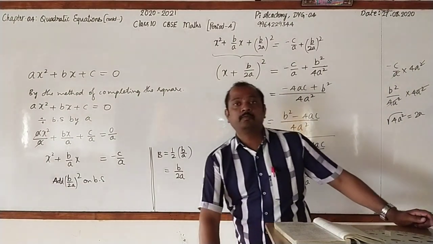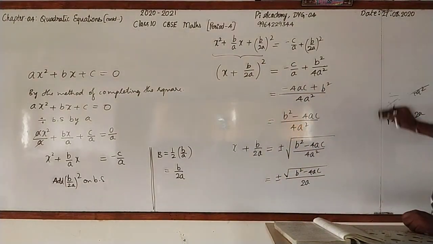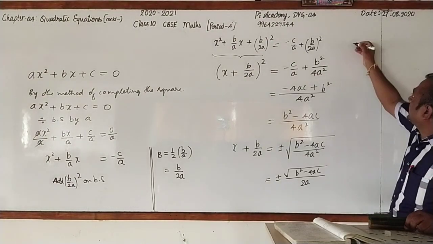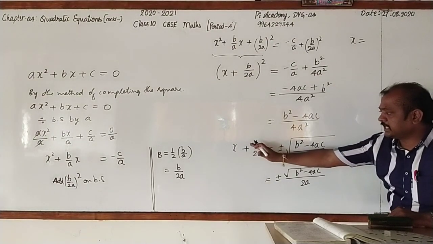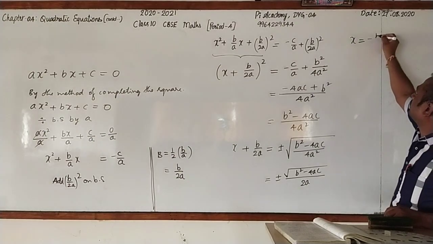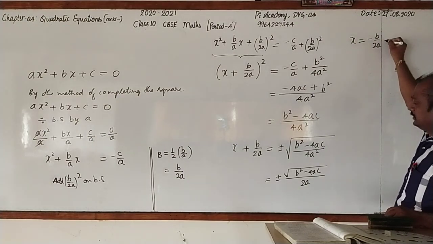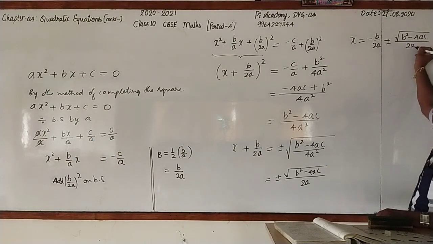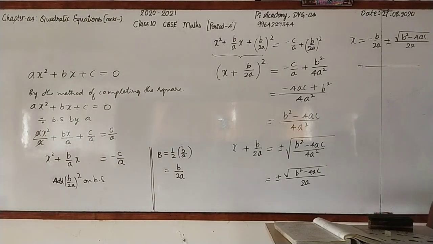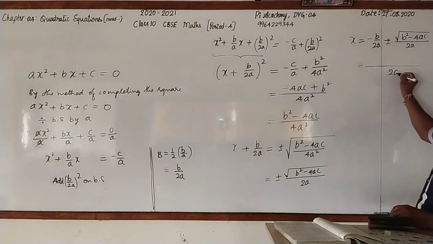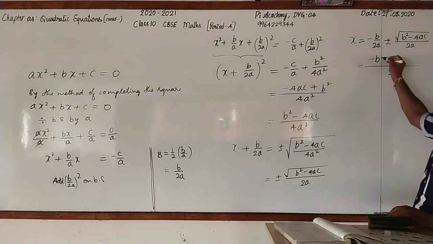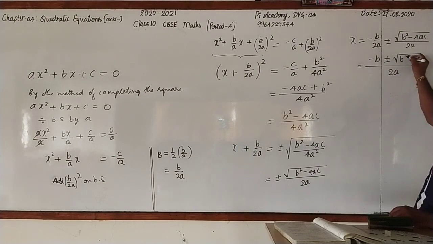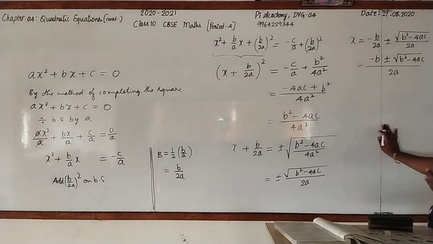But we want the value of x. Hence, I'll write that here. X is equal to, transfer b by 2a to the right hand side. Becomes minus b by 2a. Then plus or minus root b square minus 4ac whole divided by 2a. It is equal to, what is the LCM? LCM is 2a. Then this is minus b plus or minus square root of b square minus 4ac. Did you understand? Then what are the roots?